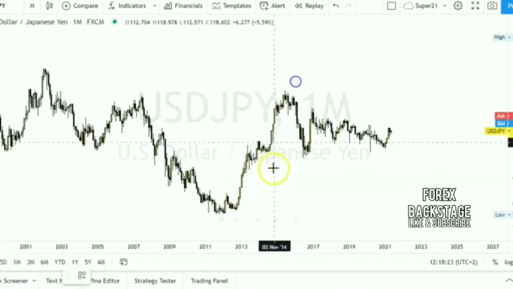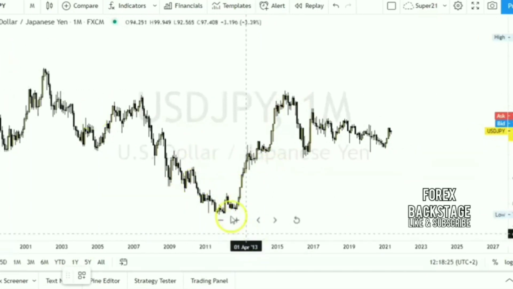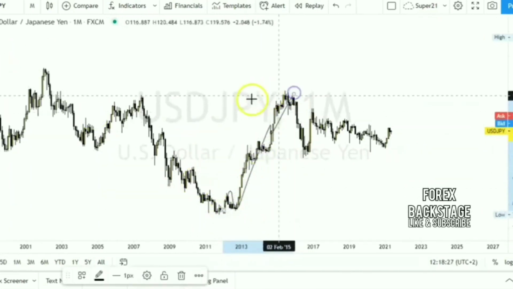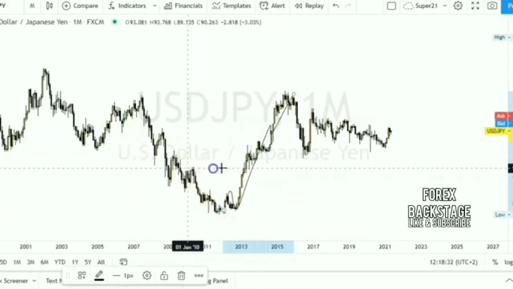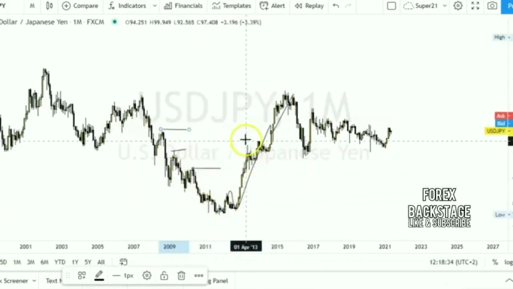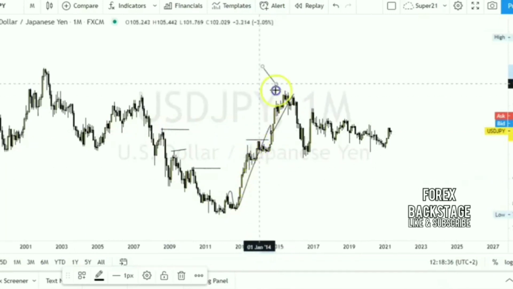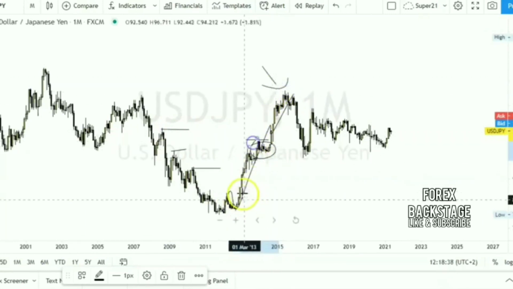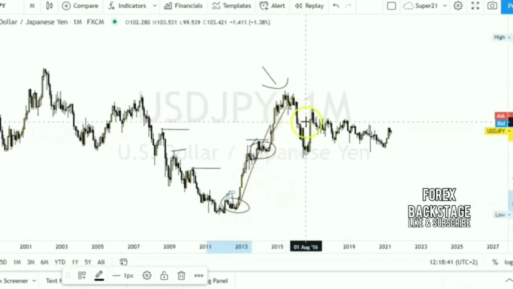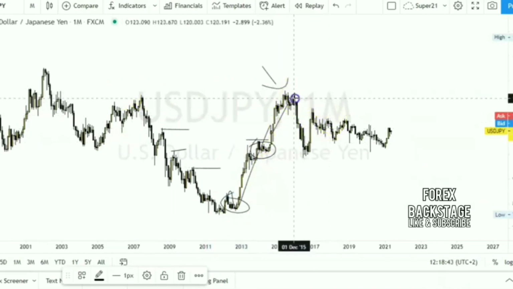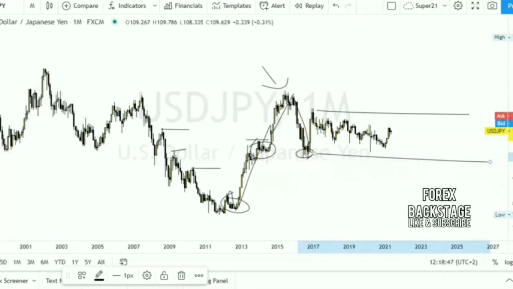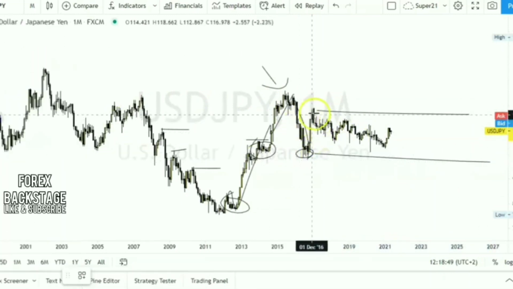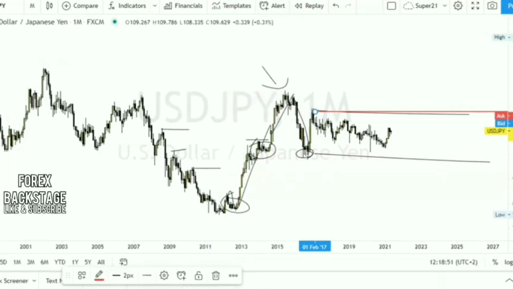So we'll start with the monthly. As you can see, there are highs being taken out, and this is basically a new high from these highs that the price is creating, and we saw price retracing. After the retracement, we now find ourselves in a range.